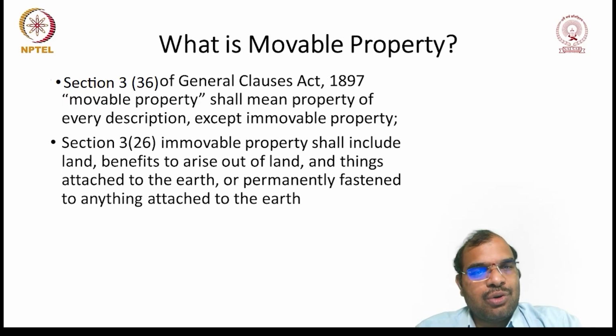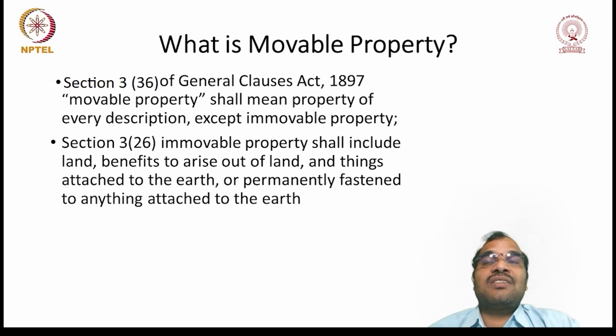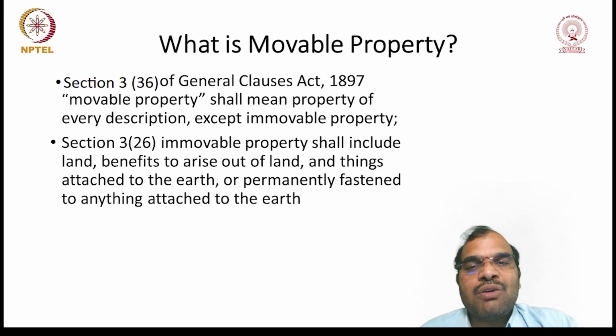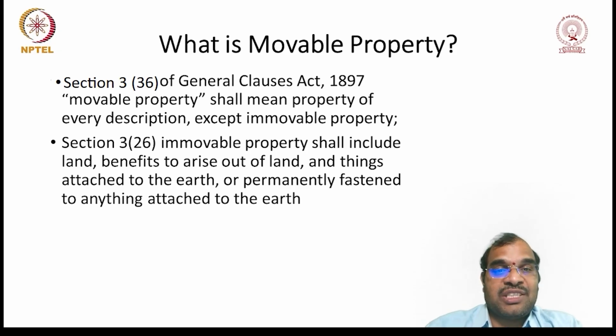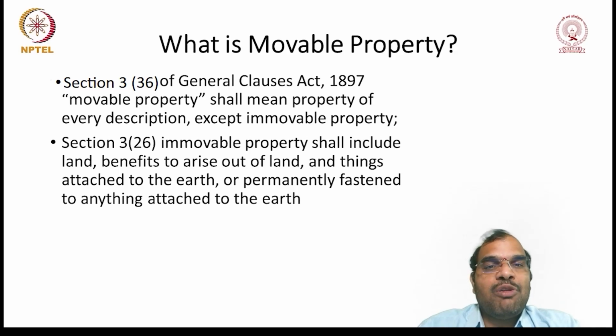Immovable property shall include land, benefits to arise out of the land, and things attached to the land or permanently fastened to anything attached to the earth. So if something is immovable, it is something which cannot move, anything that is attached to the land, any benefit arising out of the land. Suppose you take the example of a building, that is immovable property. Things attached to the earth are permanently fastened. Maybe you are installing a plant permanently, where if you want to move it, you have to dismantle it. So that is permanently fastened, and that is called immovable property.